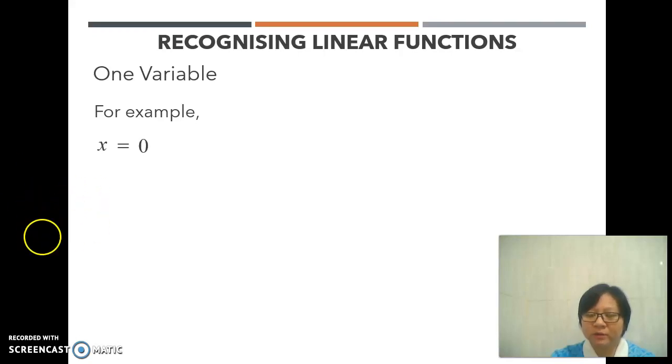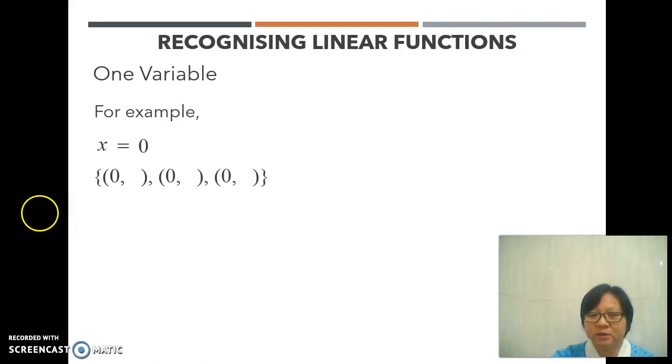We can represent this simple function in the form of a set of ordered pairs, like this. See, the x coordinate is always equal to 0, so this is (0, 0, and 0). What about the value of the y coordinates? You can choose 1, 2, 3. You're free to choose, but choose numbers that are not too big.